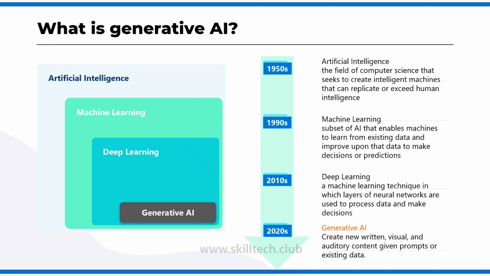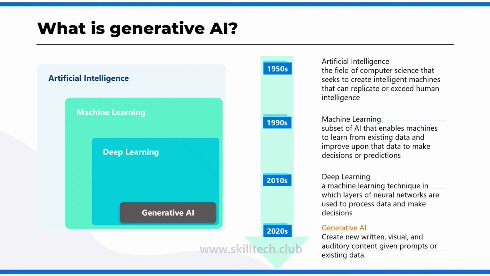Well, basically, artificial intelligence started in the early 1950s and 1960s. It is a field of computer science that seeks to create intelligent machines that can replicate or exceed human intelligence. Now, this definition and this concept is not new, as it has been there for decades. But then the evolution of this topic has happened, and very recently we got a lot of compelling features coming up with that. And that is what this slide is trying to show you.